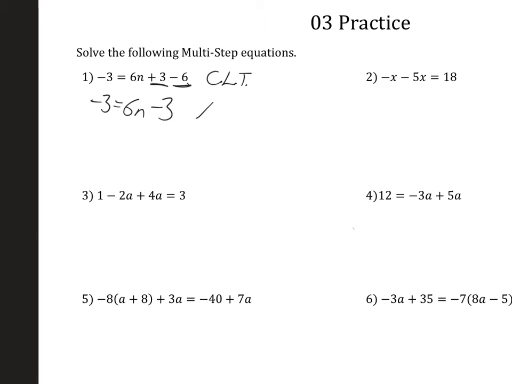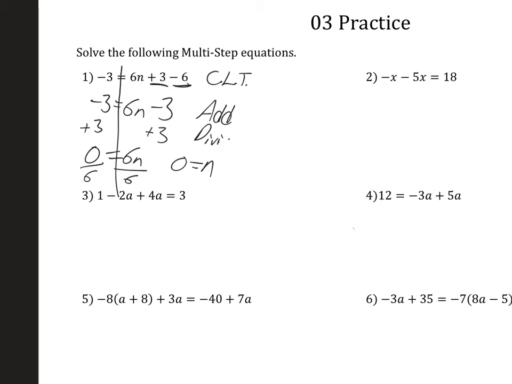Then I added. So I'm going to write down I added. So plus 3. Here I'm going to draw this line. Plus 3. So that gives me 0 equals 6n. Then I divided. So I'm going to write it over here. n equals 0. So division. Okay, so that's how you do the first one.